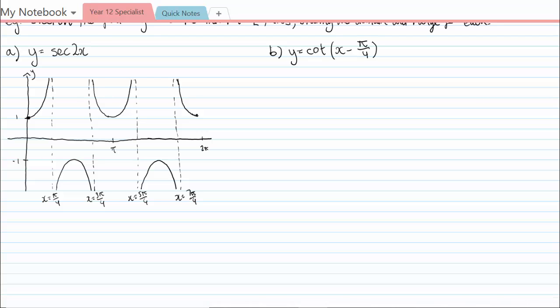Again, this can be done using your calculator. You just write in y equals 1 over cos 2x and then go from there. As for the second one, y equals cot of x minus pi on 4. So the x minus pi on 4 moves the graph pi on 4 units to the right.